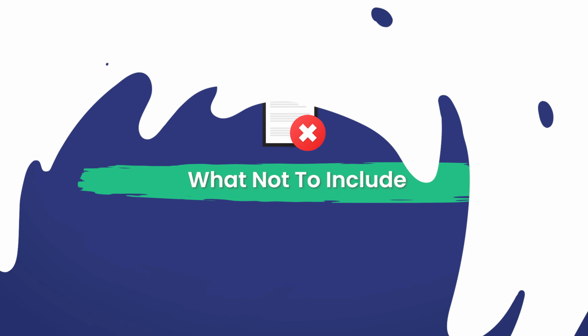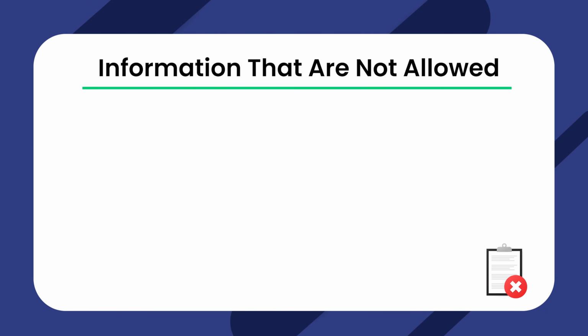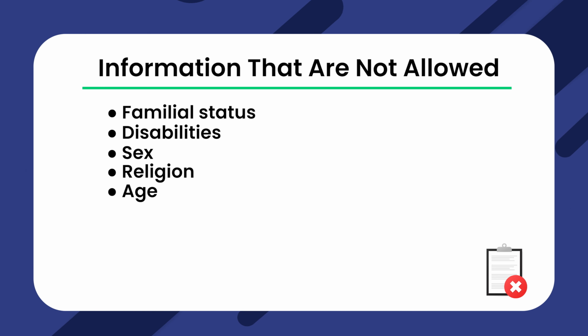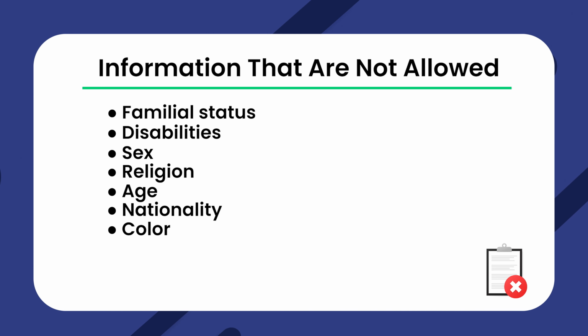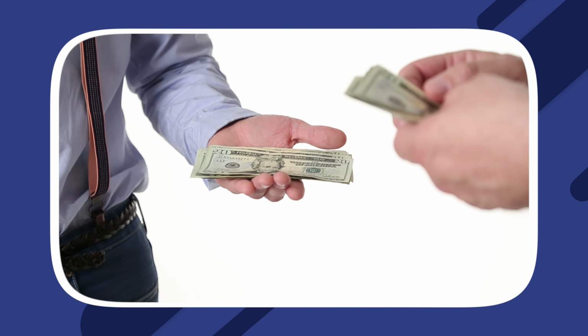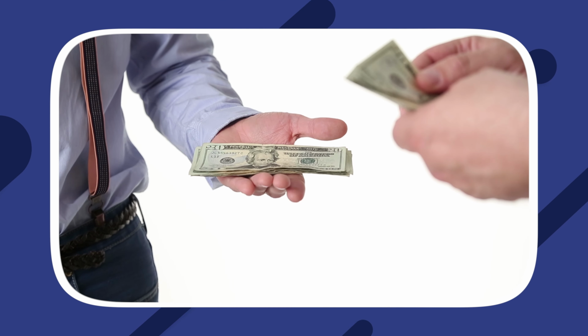What not to include. There is some information that the Arkansas rental application process is not allowed to collect from potential tenants. These include familial status, disabilities, sex, religion, age, nationality, color, race. Drafting rental applications. In working to develop an Arkansas rental application, it's non-negotiable to ensure that the document is compliant with legal requirements before passing it to a possible tenant. A failure to do so can create costly consequences. That's why you should always keep the following in mind.